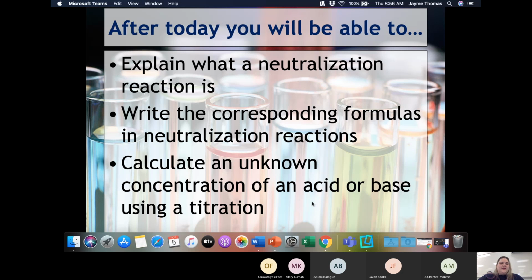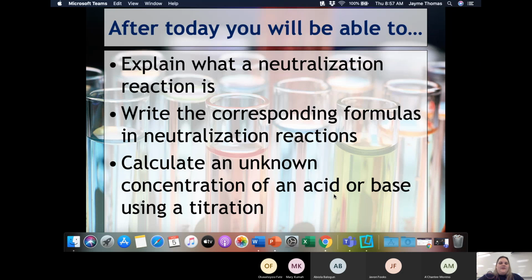What's going to happen is we're going to have two solutions. One solution is going to be an acid. The other solution is going to be a base. Just like on that practice question with the antacid, I talked about how acids and bases neutralize each other. So when they react chemically, they cancel each other out.